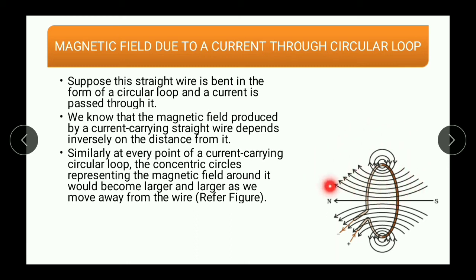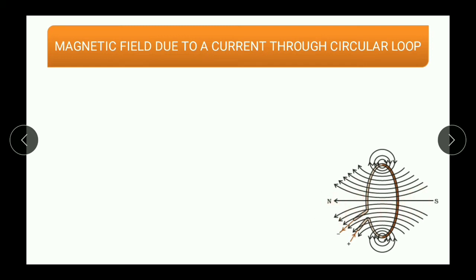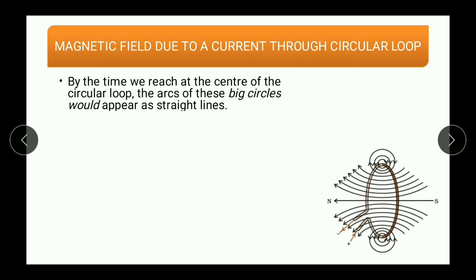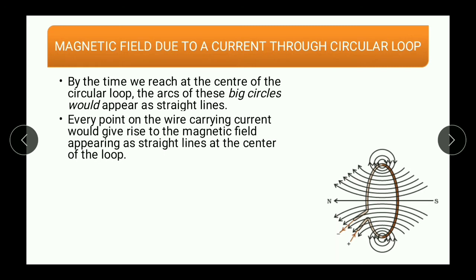So, the radius is increasing, and so ultimately when it will reach in between, it will be a straight line, right? So by the time we reach at the center of the circular loop, the arc of these bigger circles would appear as a straight line. So this one that I showed you is a straight line. Every point on the wire carrying current would give rise to magnetic field appearing as a straight line at the center of the loop. So it will be a straight line.